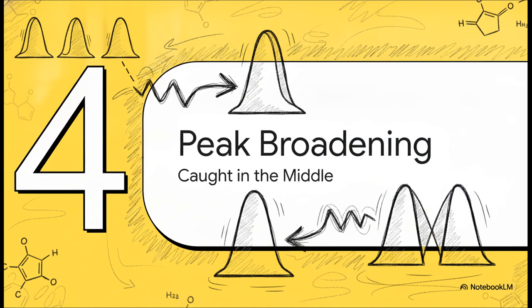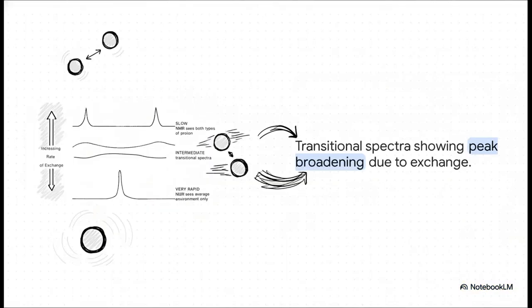Section 4. Peak broadening, and what happens when we're caught in the middle. So we've seen what happens when the exchange is incredibly fast, which gives us that single time average peak, and what happens when it's very slow, which gives us distinct split peaks. But what happens when the exchange rate is caught exactly in the middle, when the chemical exchange rate isn't lightning fast, but it's not totally frozen either?